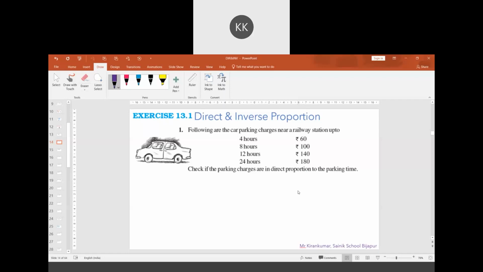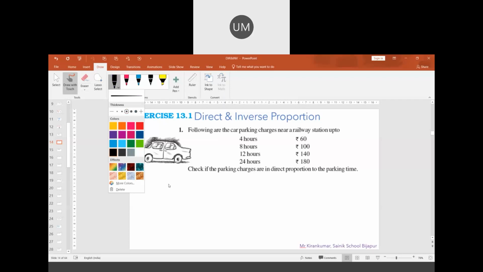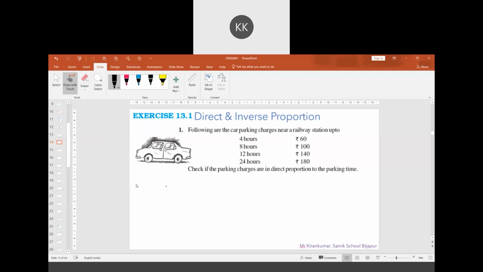What we have to do is find the ratio. If the ratio of time period and the parking charge remains constant, then we say that it is in direct proportion. Is it in direct proportion? Let's check it. We will find the ratio of time period and the parking charge. First we have 4 by 60.